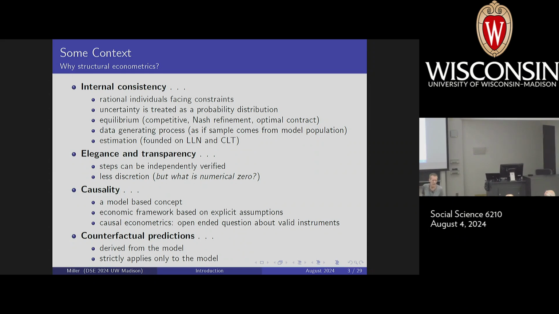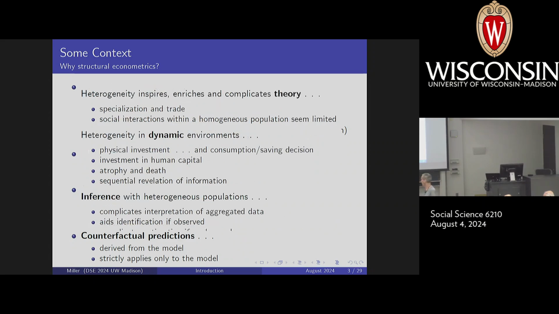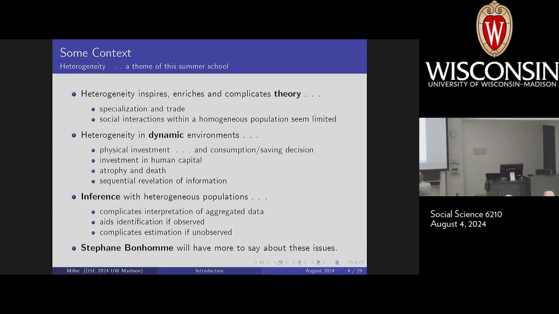And then finally, of course, you've got a structural model. You're telling me how the world works, at least if you buy my assumptions for the minute. So that allows you to do counterfactual predictions. What if we change the parameter this way? What if we change the policies that way? It's derived directly from the model. Clearly, strictly only applies to the model. Okay, structural econometrics in one slide back there.